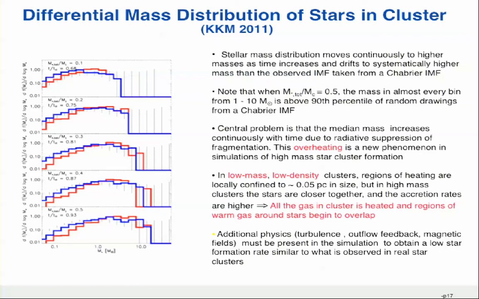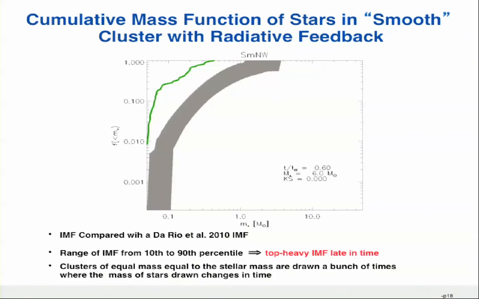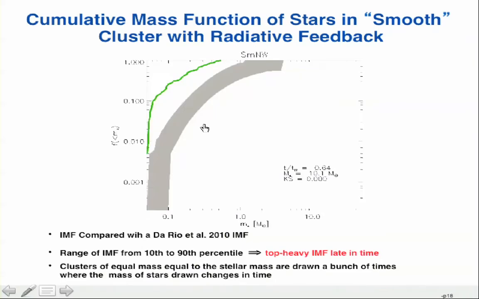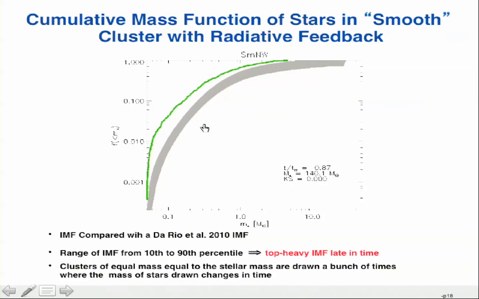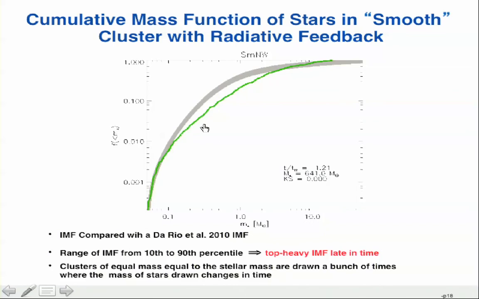So now you have to bring in the next level of physics. The turbulence has to be completely self-consistent. You need outflow feedback and magnetic fields. All of these things will obtain a lower star formation rate, and that will presumably bring the problem back to where it should be in comparing with the observed IMF. So if we look at what I've just shown you, here's the time dependence of that computed IMF as it reaches the Chabrier IMF, overshoots it on the high end, and undershoots it on the low end, and so we have a top-heavy IMF at late time.